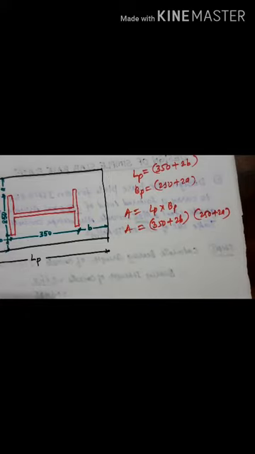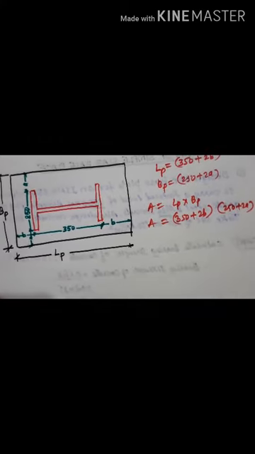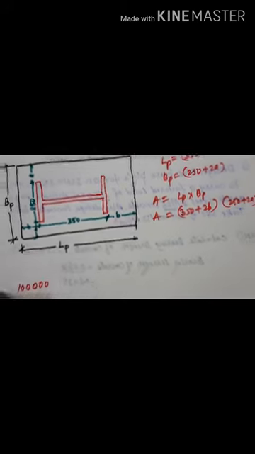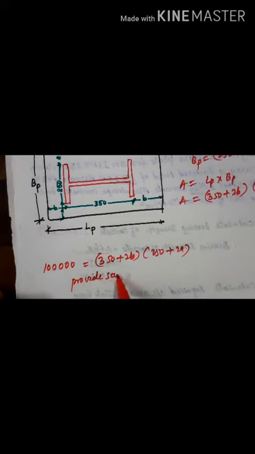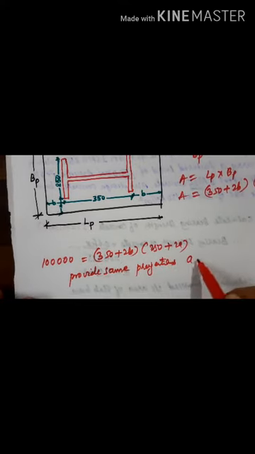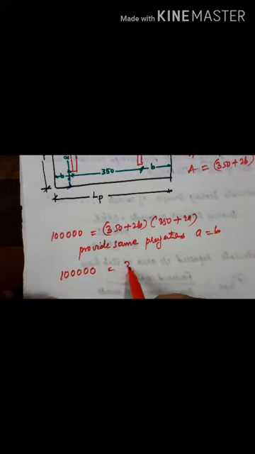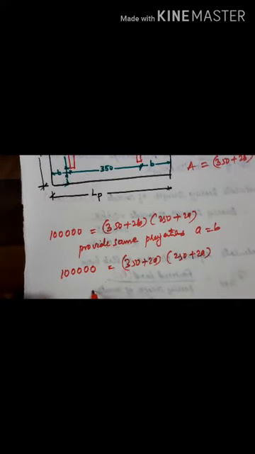Now provide the same projections. Now I can write this area. We know the area will be 1 lakh, is equal to 350 plus 2b into 250 plus 2a. So provide same projections, that is A equal to B. Now I will get 1 lakh is equal to 350 plus 2a, one term, then 250 plus 2a.